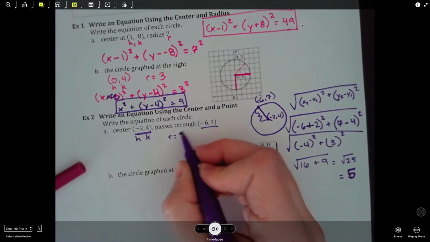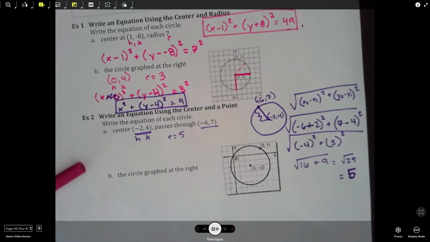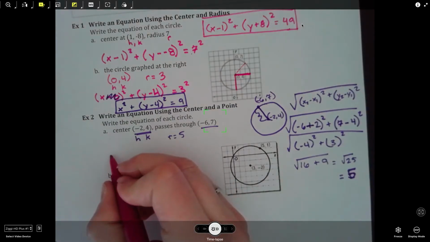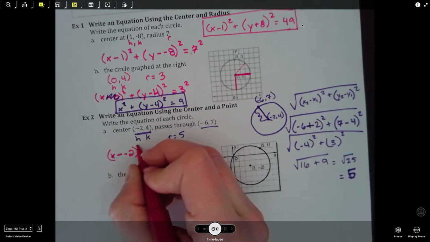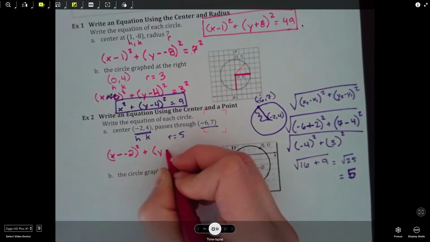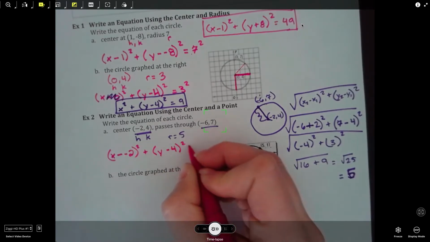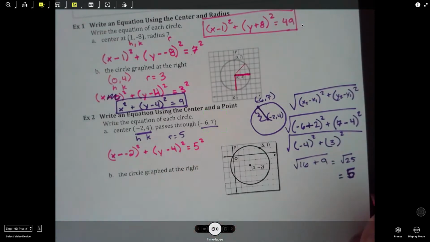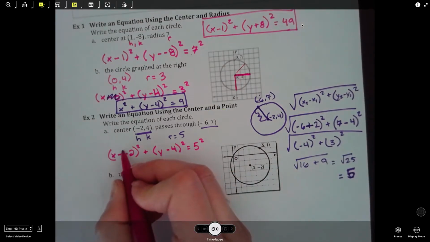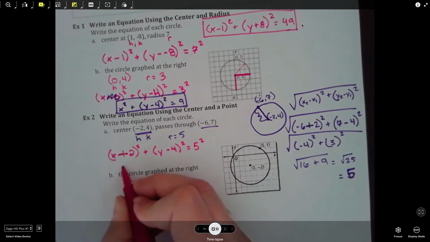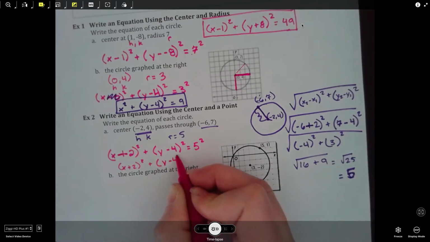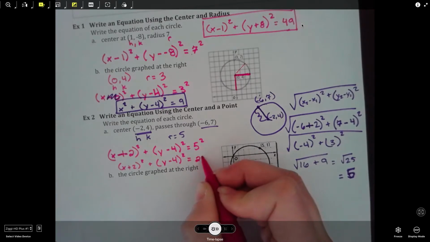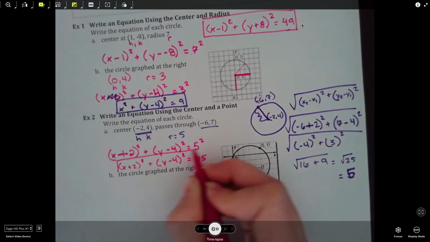And then the only other thing that I have to do is just write my formula. So I write it out as x minus h, and h is negative 2, squared, plus y minus k, and k is 4, squared, equals the radius squared. Okay. This double negative becomes a positive, so I have x plus 2 squared plus y minus 4 squared equals 25. And that's what the equation of my circle looks like.